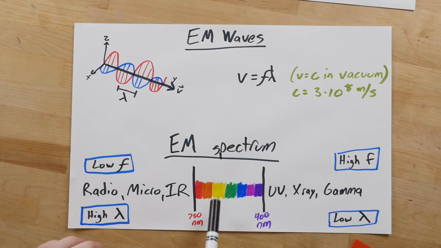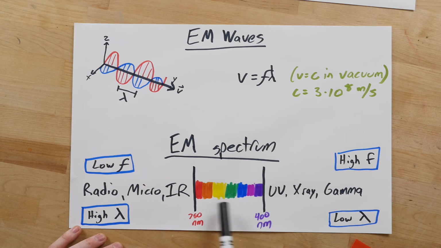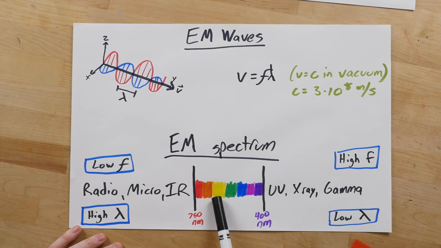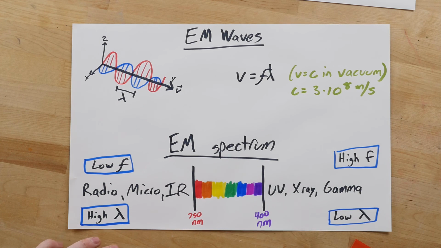Now in between, we actually get the light that we can see. This is referred to as the visible light spectrum. Now you may have heard of Roy G. Biv. Roy G. Biv actually tells us the colors that are in the visible light spectrum from low frequency to high frequency. We have red, orange, yellow, green, blue, indigo, violet.